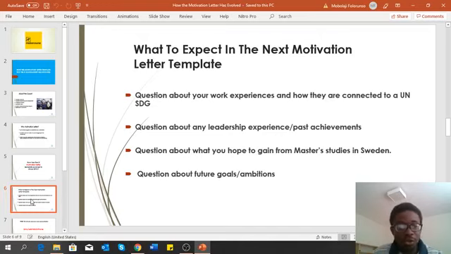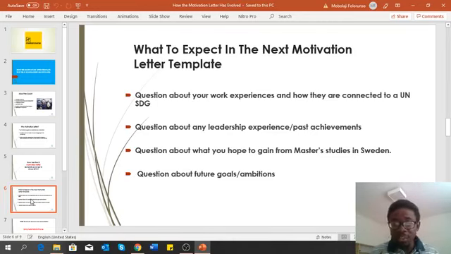Now, it doesn't mean there are going to be 4 questions. It can be just maybe 1, maybe just 2 or 3. But you're going to expect this. They are going to be expecting information about your work experience and how it's connected to UNSDG, about your leadership experience, about your past achievements, about what you hope to gain from your master's studies in Sweden, and about your future goals and ambitions. I'm very sure they are going to be asking for information about all these in the next motivation letter.